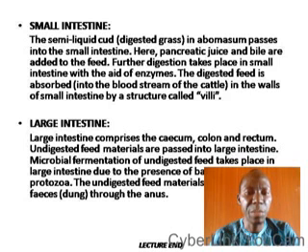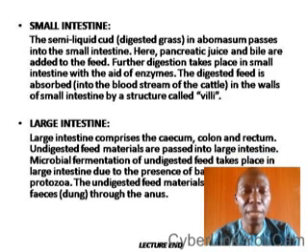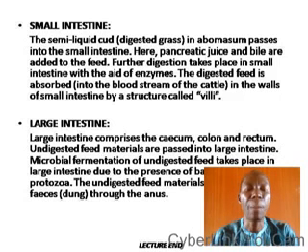Further digestion takes place in the small intestine with the aid of enzymes. There are different enzymes in the small intestine that aid digestion. The digested feed is absorbed into the bloodstream of the cattle in the walls of the small intestine by a structure called villi.